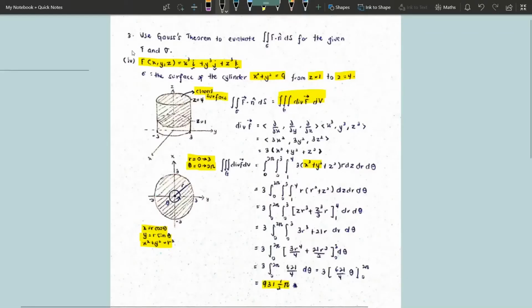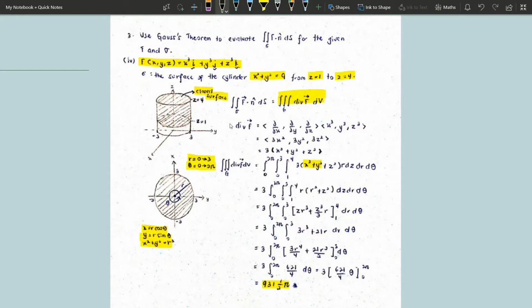For 3, 4, we are given F(x,y,z) equal to x cubed i plus y cubed j plus z cubed k, and the surface of the cylinder is x squared plus y squared equal to 9 from z equals 1 to z equals 4. Firstly, we need to sketch the cylinder. In the cylinder, we can see there is a blue surface on top, so we need to look from the xy plane. In the xy plane, theta rotates from 0 to 2 pi anti-clockwise, and r is from 0 to 3.